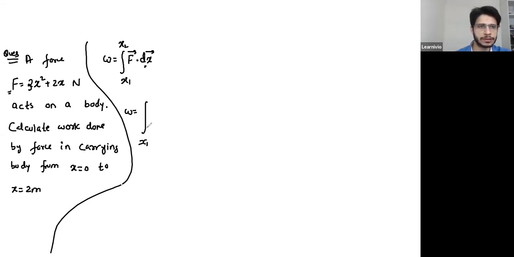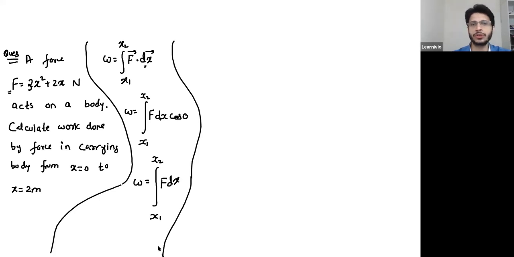So your work done is the integral from x1 to x2 of F dx cos 0. Cos 0 is 1, so this is the integral from x1 to x2 of F dx. This is the expression of work done. Now the force is given as 3x squared plus 2x, so just keep on substituting the limits. The limit is from 0 to 2, and the integrand is 3x squared plus 2x dx.